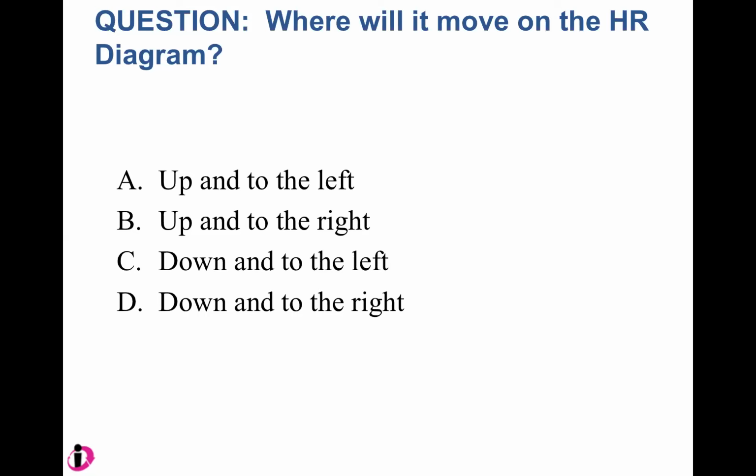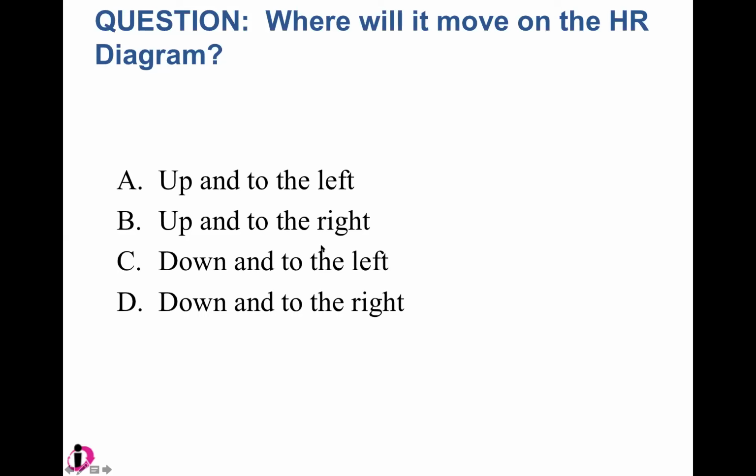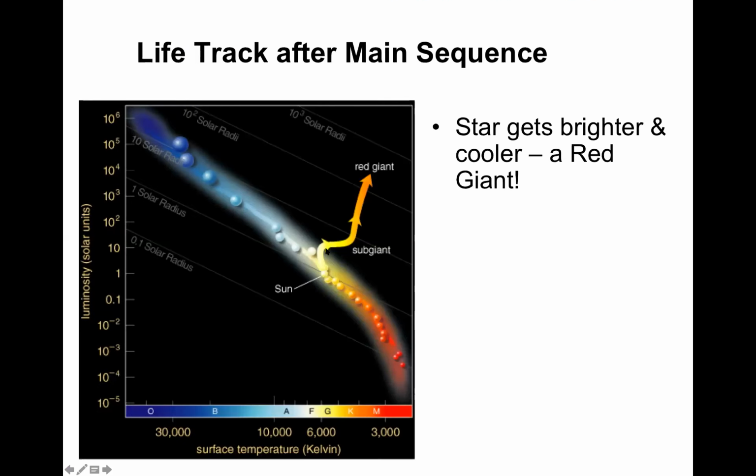So what does this actually look like? Here is an HR diagram. This is what we think something like the sun will do after it leaves the main sequence. It will do a little funny dance down here. We call these different things. This is the red giant branch. We have a little subgiant branch here.